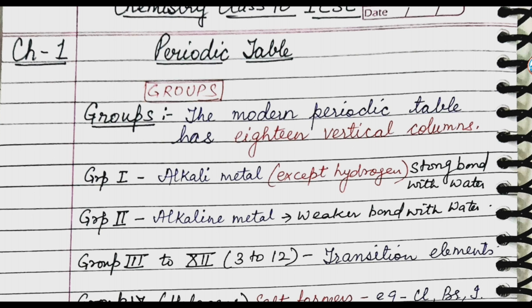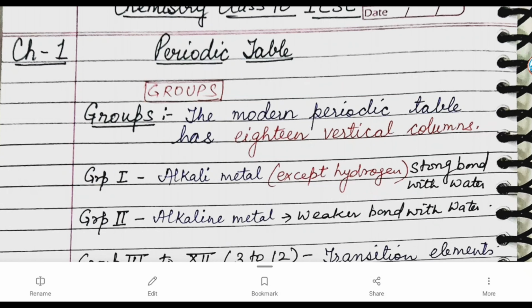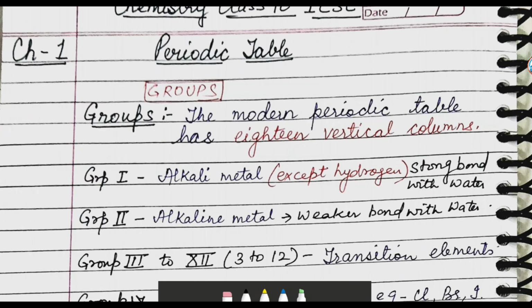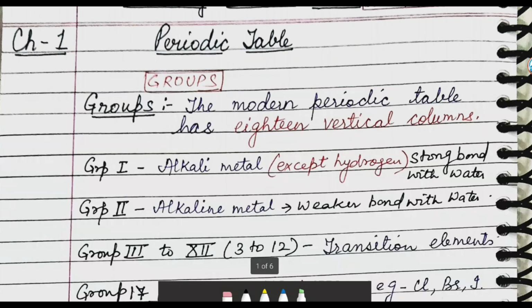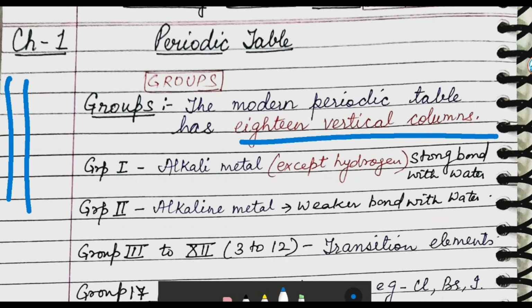In this periodic table we are going to study the different trends in the groups, while the elements go from top to bottom in the groups, and also while moving from left to right in a period. So what are groups? According to the modern periodic table, it has 18 vertical columns, which are like this. These are the 18 vertical columns.